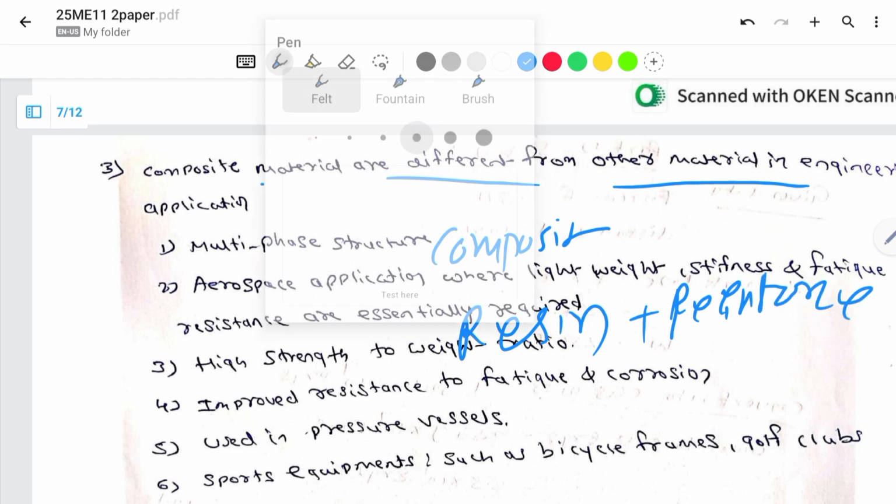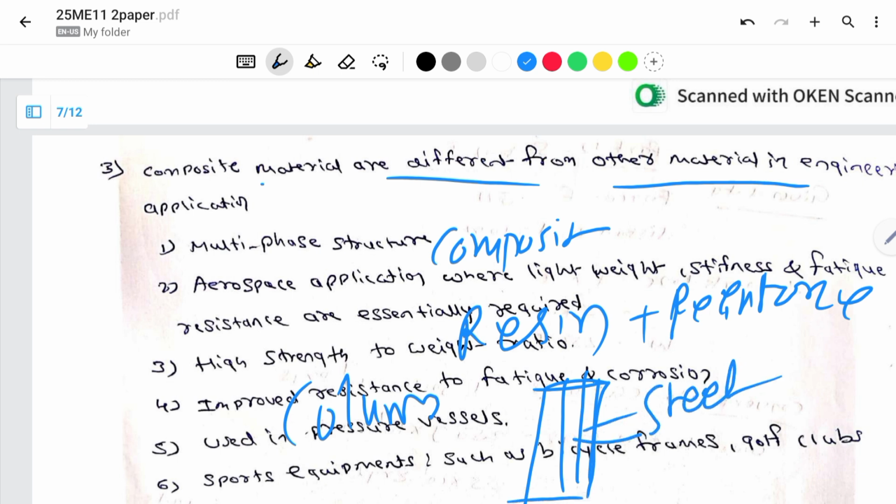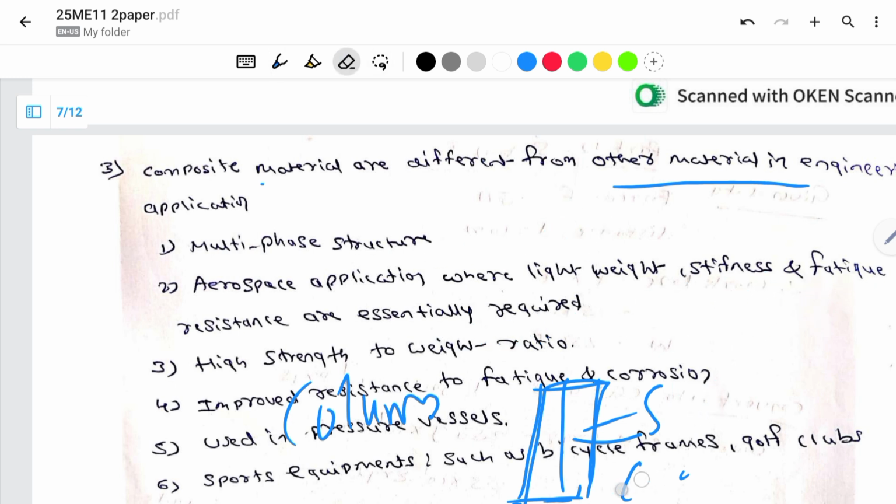Here, for example, if I consider a cement column, in the column there will be steel and concrete. Steel is the reinforcing material, and the matrix material is the concrete. Because of which it will have more strength compared to the traditional materials you are using. The strength can be increased.